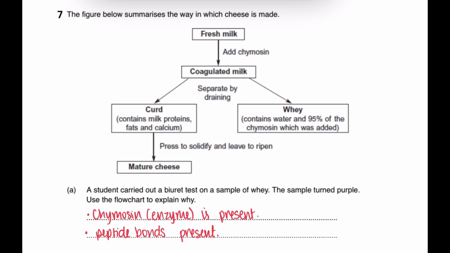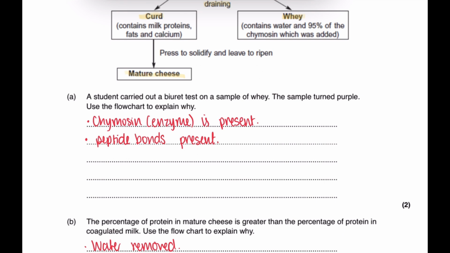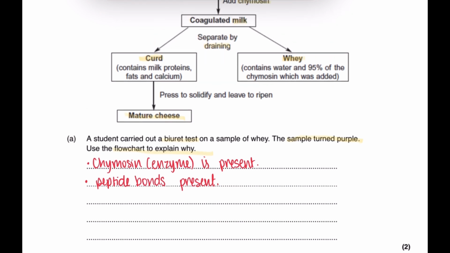Question 7. The figure below summarizes the way in which cheese is made. We see we have fresh milk and then we add chymosin and then the milk is separated by draining. So we get two types: we get whey, and curd is the thing that makes the mature cheese. A student carried out a biuret test on a sample of whey. The sample turned purple; explain why using the flowchart.